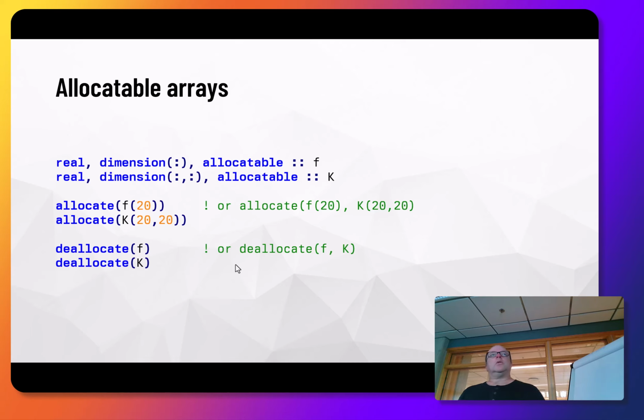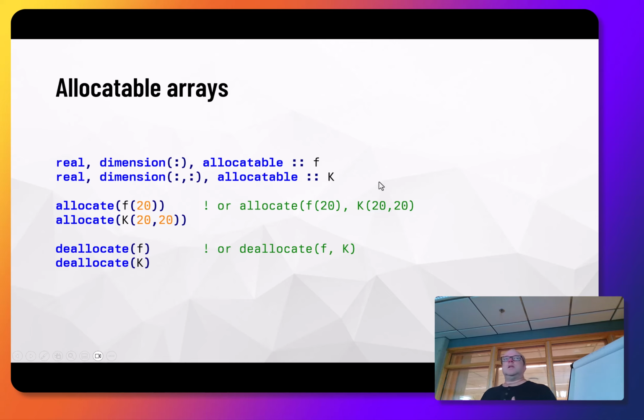So how does it look? This is the typical declaration here. Real dimension colon, so you just specify the colon here, that is the dimension of the array, and then for a two-dimensional array you have colon, comma, colon, and then you have this attribute here, allocatable, and then the name of the variable.